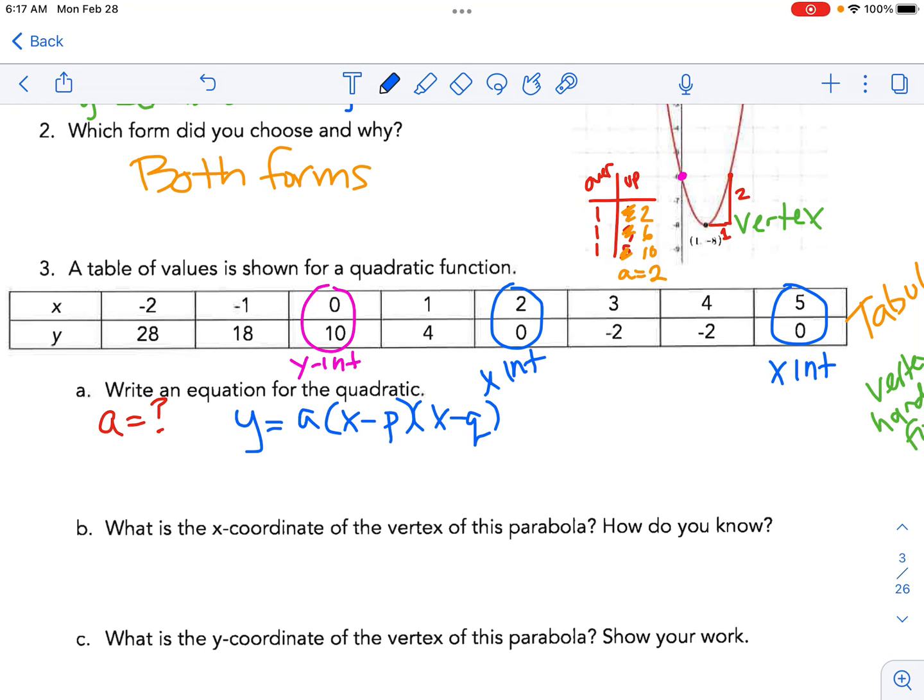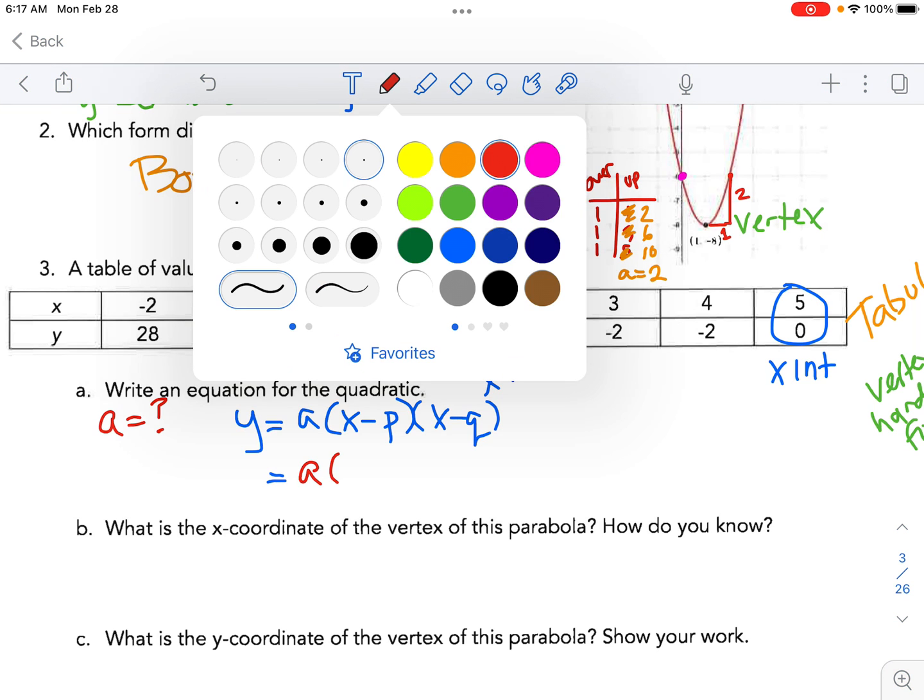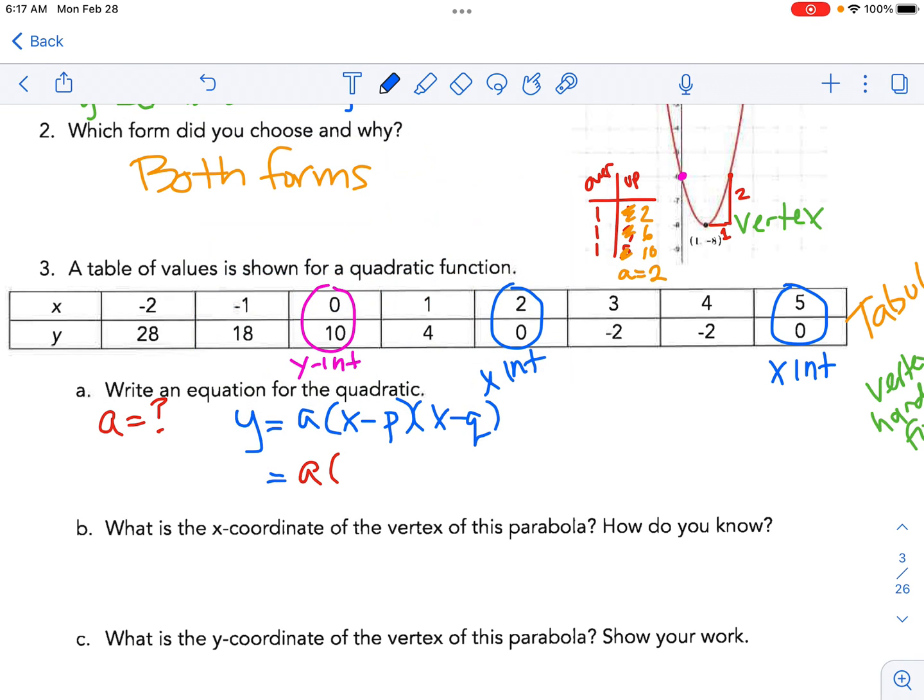And we're going to put in, we don't know what a is. We're solving for that. We know what p is. P is 2, so we're going to put in 2. So that's one of the intercepts. And q is 5, so we're going to put in 5, and I'm putting the minus signs with them because they appear in the equation.